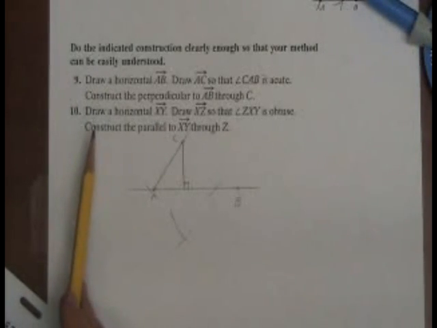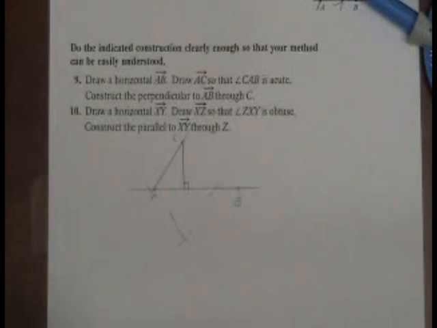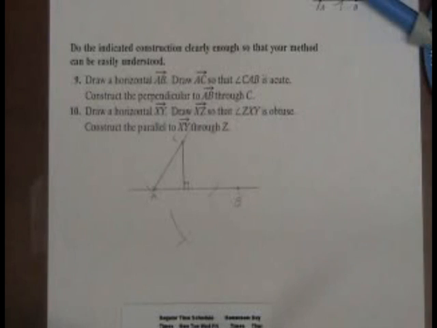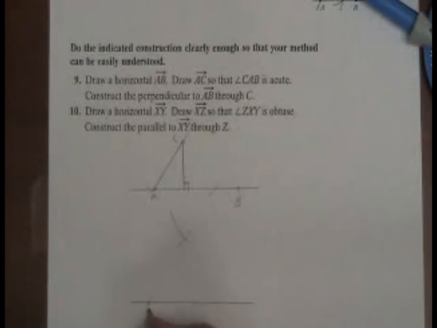Now, let's look at number 10. Number 10 says draw a horizontal line, XY. Okay, so I'm going to go ahead. Wait, where is it? Oh, there I am on the paper. I better do it about right there. I'm going to draw a horizontal line, XY, and let that be X, and this be Y.